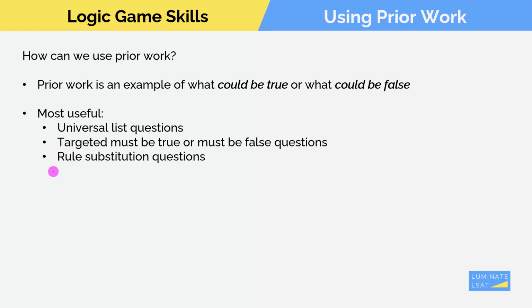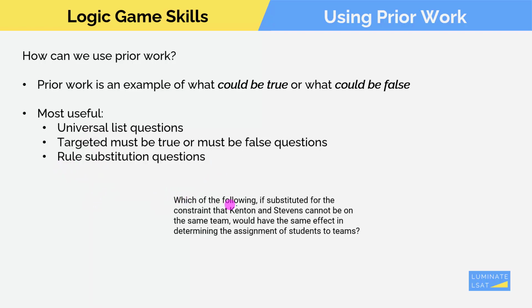Now, the third kind of question where using prior work is especially useful is rule substitution questions. Those are the questions that ask something like this: Which of the following, if substituted for the constraint that Kenton and Stevens can't be on the same team, would have the same effect in determining the assignment of students to teams?